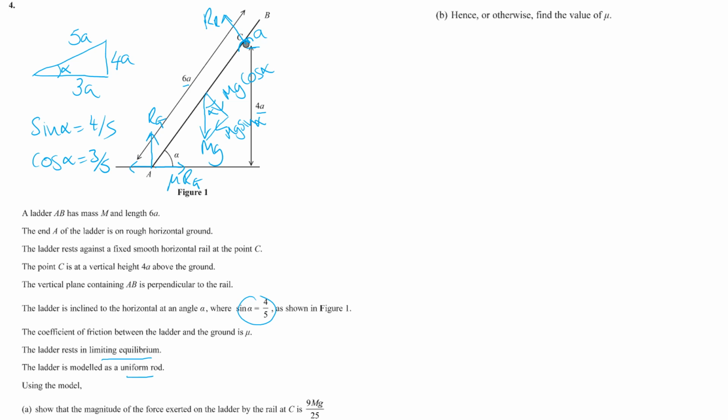And now what do we need to do in part A? Show that the magnitude of the force exerted on the ladder by the rail is 9 mg over 25. So if I do part A here, what we're going to do is take moments about A, because the forces that we don't know, the reaction at the ground and mu Rg, the friction, we don't know those, but they won't affect the turning because they're actually at A where we're taking moments about.